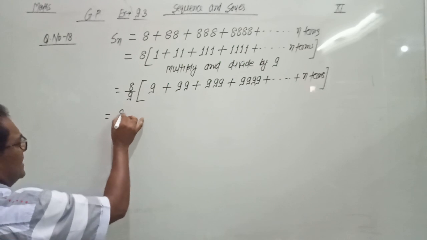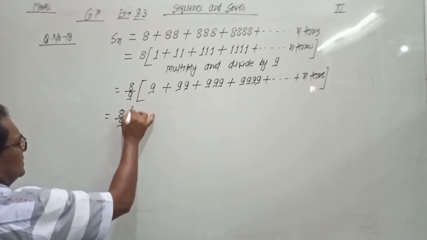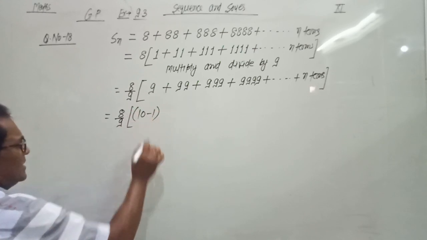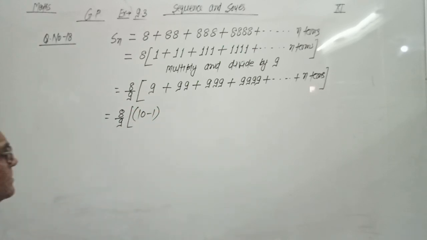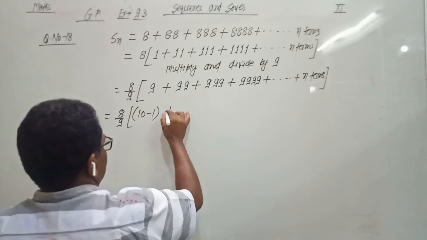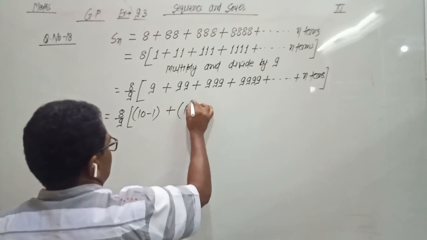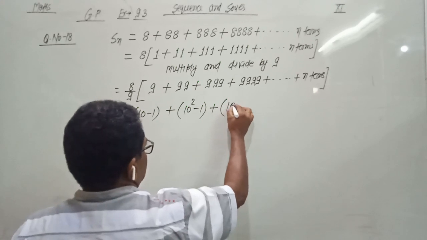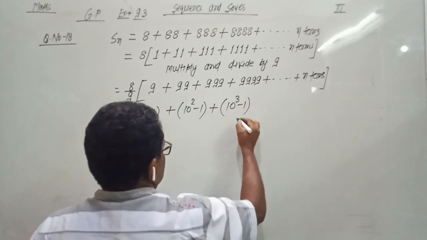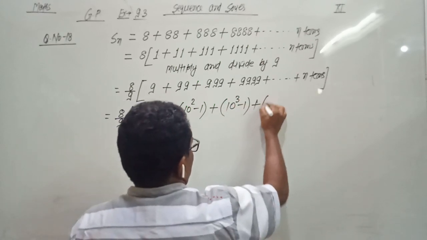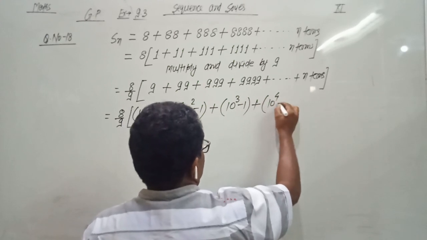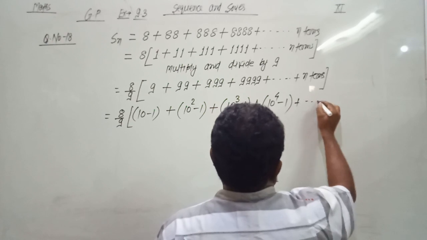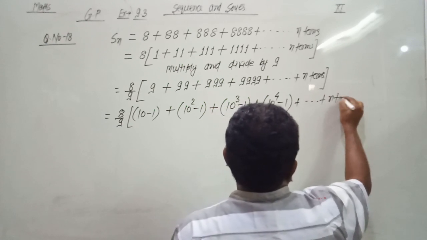Now 8 by 9 as it is, this 9 can be written as 10 minus 1. 99 is written as 10 square minus 1. Triple 9 is written as 10 cube minus 1. 4 times of 9 is written as 10 raised to the power 4 minus 1, plus up to n terms.